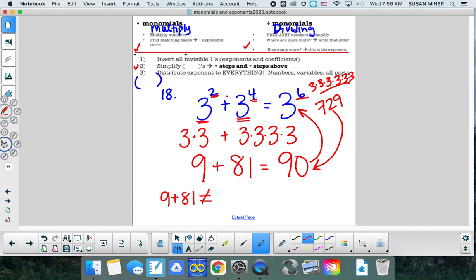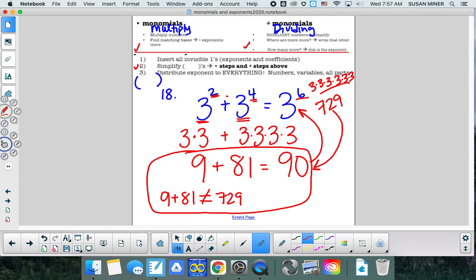does not equal 729. So in this one, if I were justifying my answer, I would say something like this. 9 plus 81 does not equal 729. It equals 90. So we've kind of fixed it, right? And I would just write it out that way. And there would be my answer.